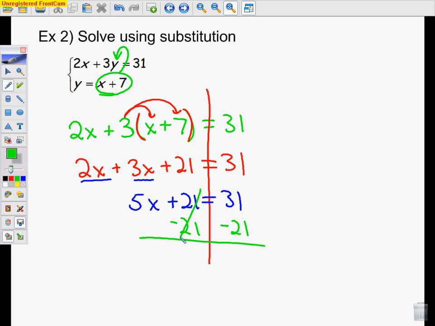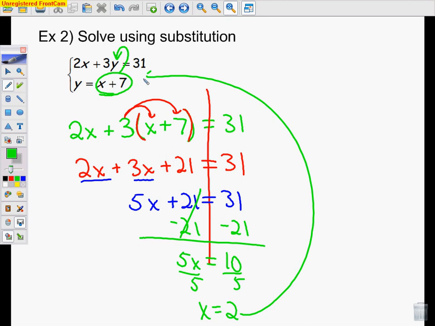So these cancel out on the left, leaving you with 5x equals 10. Now to solve for x, we divide by 5 on both sides, and we get x equals 2. All right. Now, once again, our answer should be an ordered pair, an x and a y. So we're going to use this 2 to find out what y is.